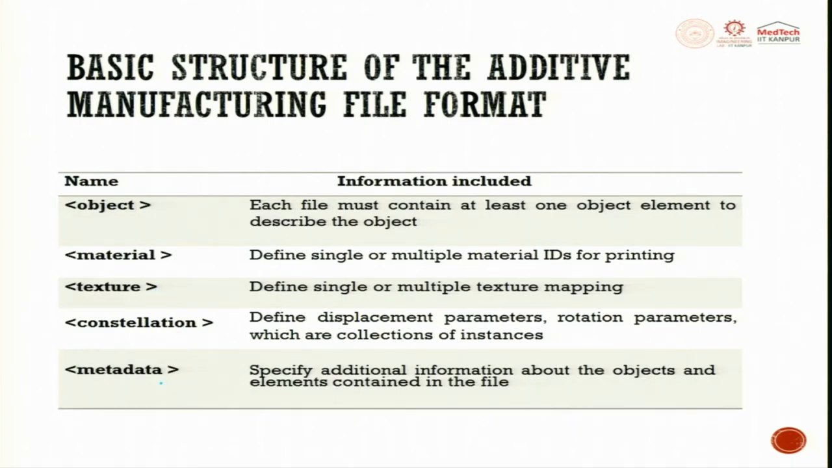The basic structure of the additive manufacturing file format is going to be object, material, texture, constellation and metadata. Object: each file must contain at least one object element to describe the object. Material: define single or multiple material IDs for printing. Texture: define single or multiple texture mappings. Constellation: define displacement and rotation parameters, which are a collection of instances. Metadata: specify additional information about the objects and elements contained in the file.